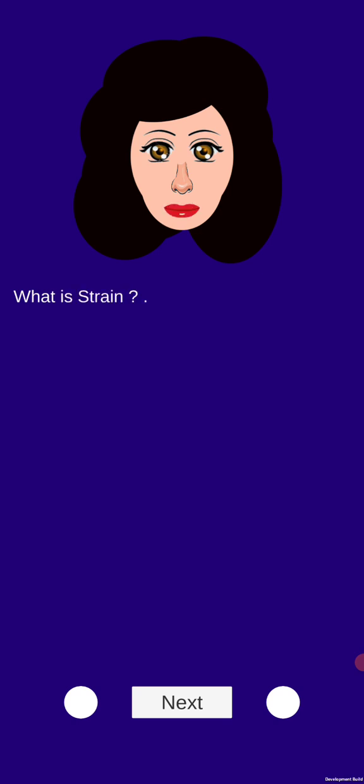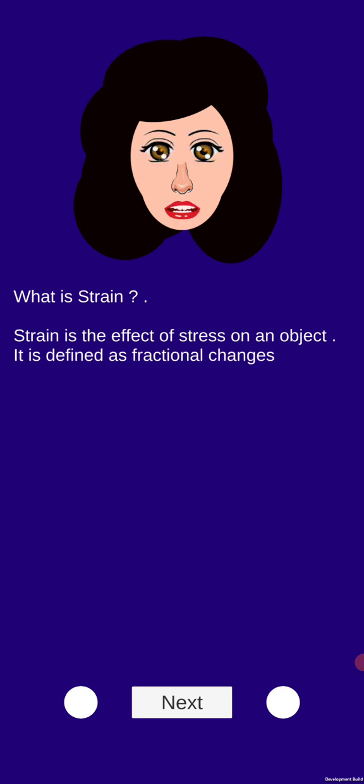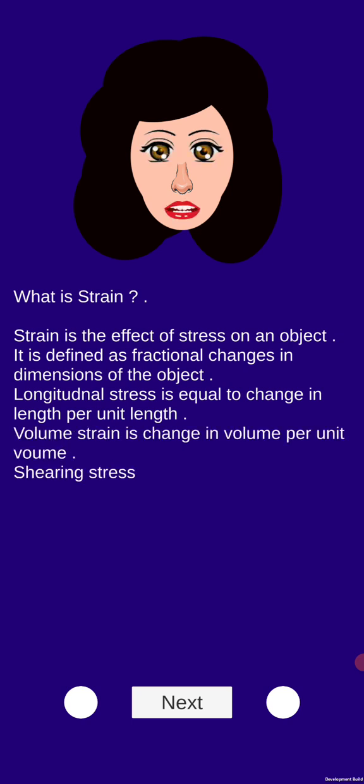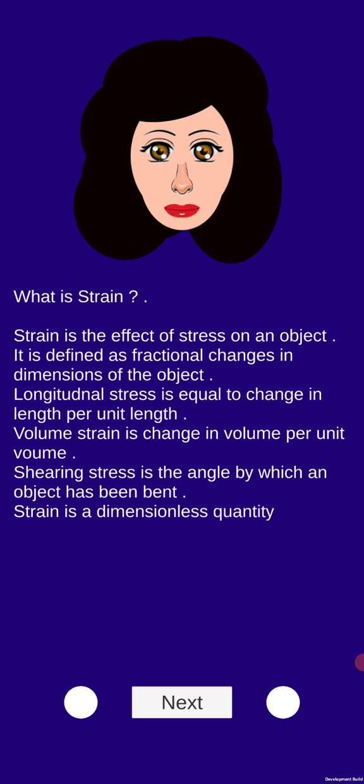What is strain? Strain is the effect of stress on an object. It is defined as the fractional change in dimensions of the object. Longitudinal strain is equal to change in length per unit length. Volume strain is change in volume per unit volume. Shearing strain is the angle by which an object has been bent. Strain is a dimensionless quantity. It increases as we increase the applied stress.